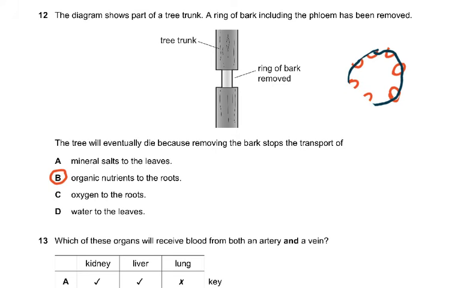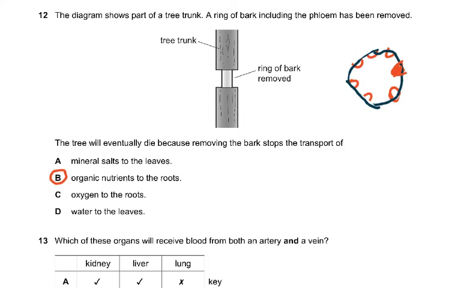The question says the tree will eventually die because removing the bark stops the transport of what? If you remember, in these vascular bundles the xylem is on the inside, and on the outside we have the phloem. So we've removed all the phloem. Then what is not going to be traveling? The sucrose and the amino acids which are being made in the leaves will not travel to the roots.